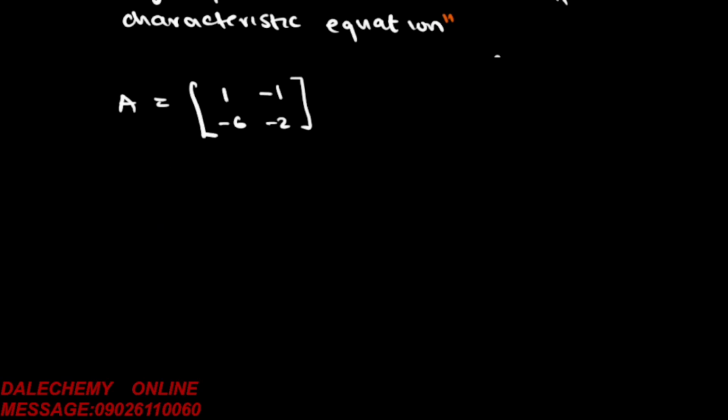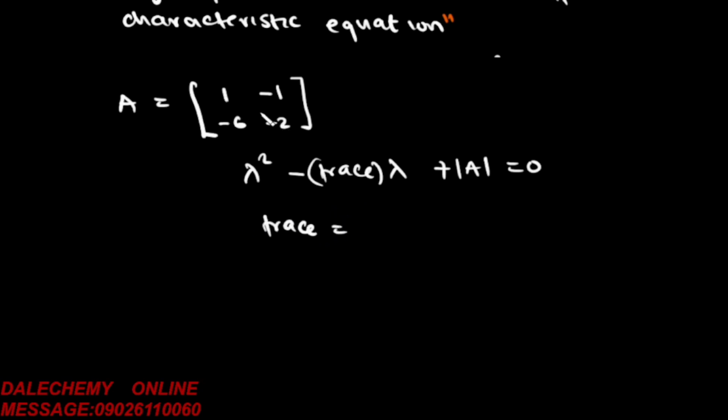If you want to find the characteristic equation of a 2 by 2 matrix, it's going to be lambda squared minus trace times lambda plus the determinant of that matrix equals 0. So that's how to find the characteristic equation of this matrix. And what is the trace of that matrix? The trace of a matrix is the sum of the diagonal elements. So here we have 1 and minus 2. When you add them together, you get the trace, which is 1 minus 2, that is minus 1.